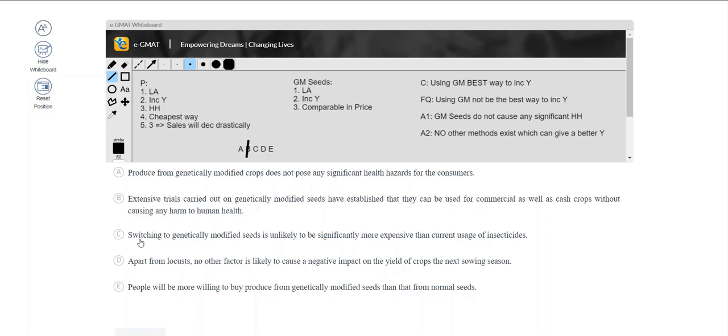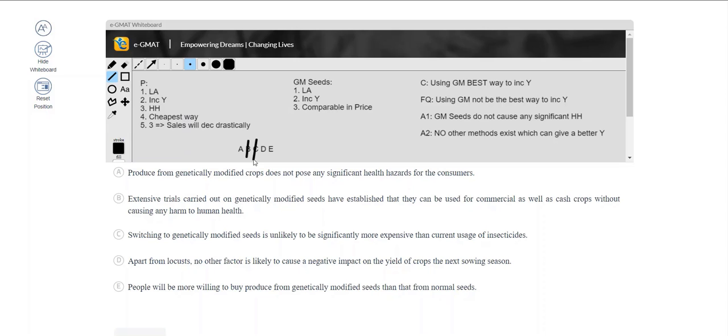Okay. Option C. Switching to genetically modified seeds is unlikely to be significantly more expensive than the current usage of insecticides. This is again an interesting option, but what you should realize is it's not bringing in any new information. This is restating what we already know from the passage. We already know that GM seeds are comparable in price with pesticides, and option C essentially tells you the same thing. So, yet again, this is a reject case.